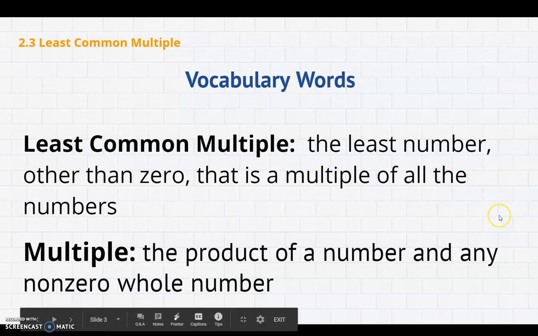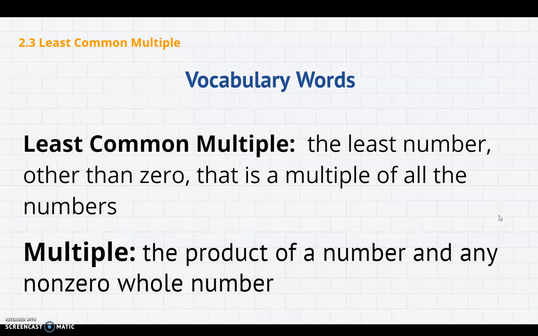We have two vocab words. The first is least common multiple. That is the least number other than 0 that is a multiple of all the numbers. So essentially, it's exactly what it sounds like. Now, multiple, we'll learn what that is here in a second, but you're going to find a bunch of multiples of numbers and then find the least one they have in common.